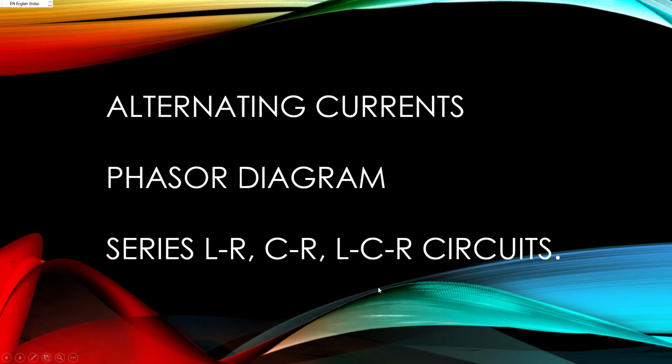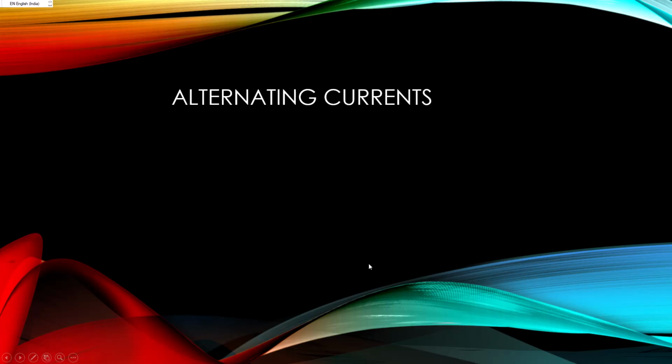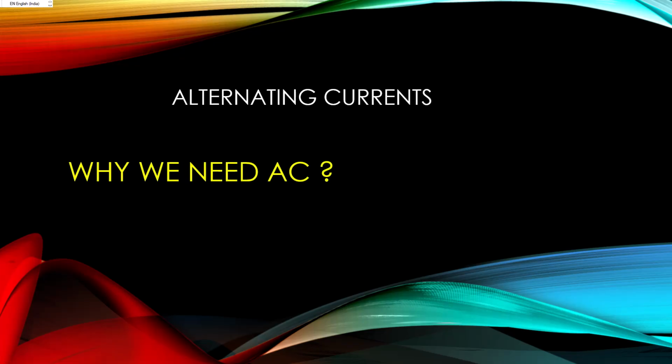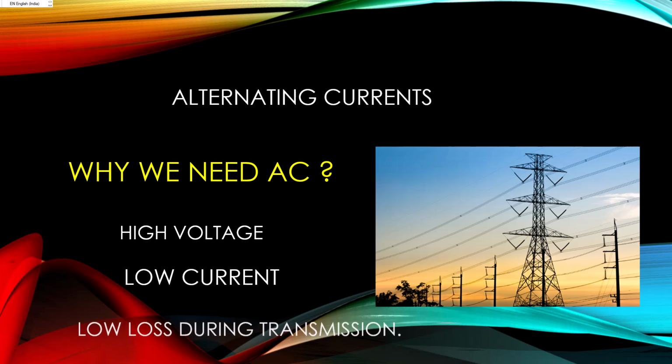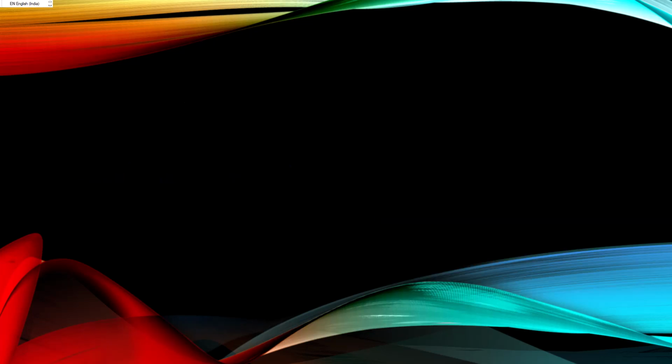So today I am going to discuss alternating currents, then phasor diagram, then series LR, CR and LCR circuit. First, alternating current. Why do we need alternating current? This is all about power transmission: high voltage, low current, low heat loss during transmission.